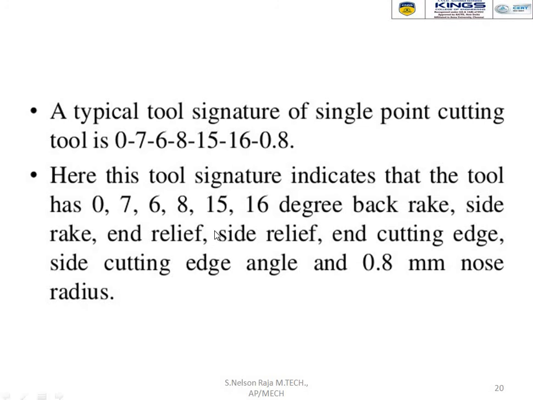Again, I am repeating: 0 indicates the back rake angle, 7 the side rake angle, 6 the end relief angle, 8 the side relief angle, 15 the end cutting edge angle, 16 the side cutting edge angle, and the last one, 0.8 mm, indicates the nose radius. So that is the tool signature for a single point cutting tool.